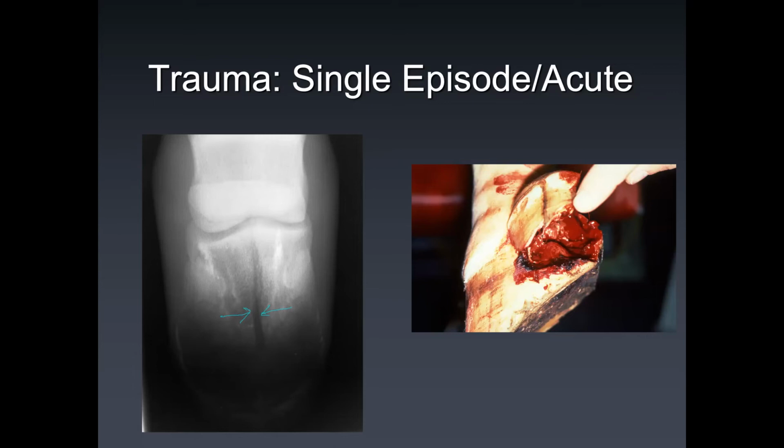They're very tough. On the right is a hoof wall avulsion, and you can see a whole piece of hoof wall has been lifted off the underlying structures. There's various other sorts of trauma, but those are really good examples of single acute trauma.